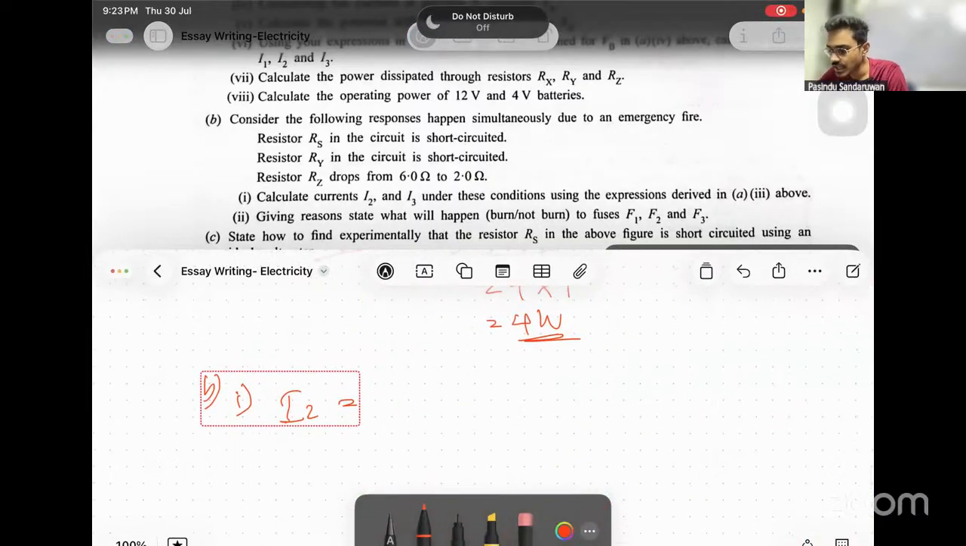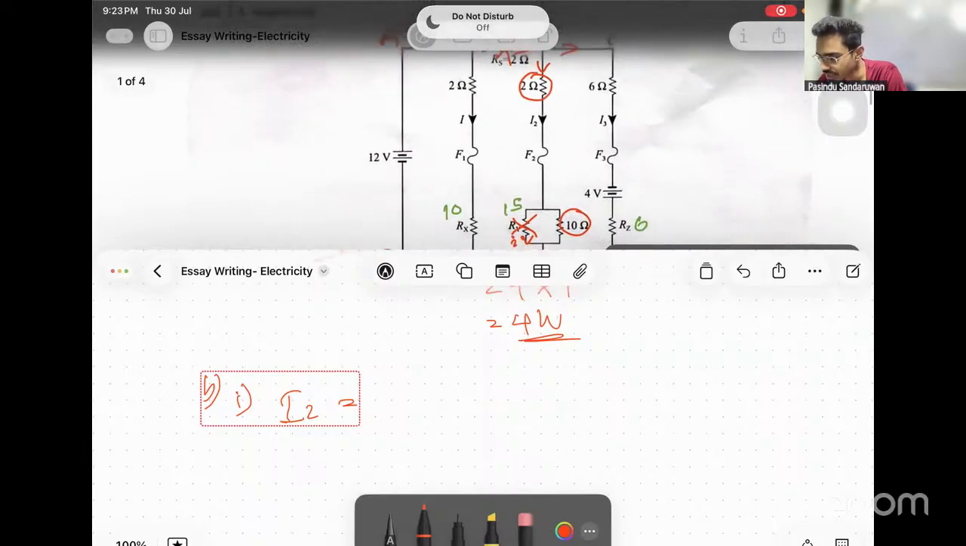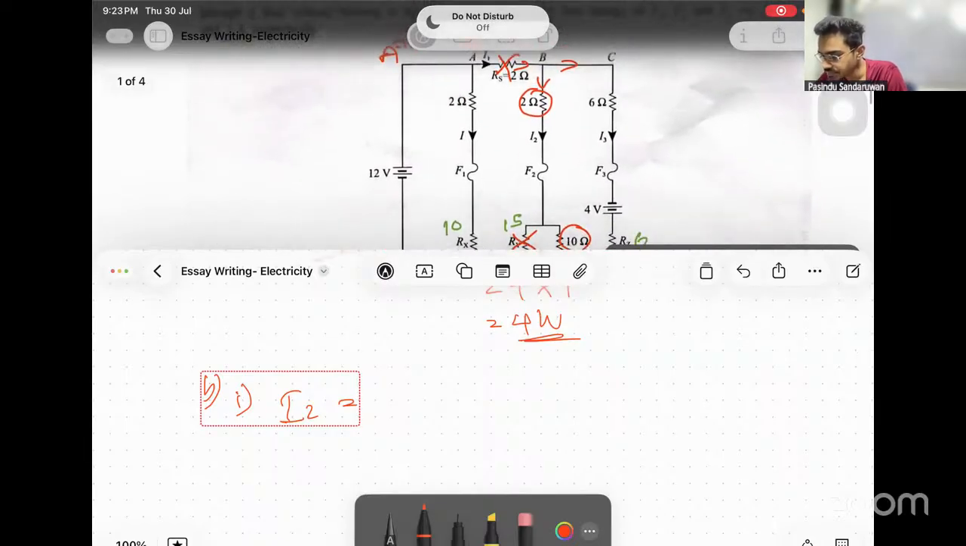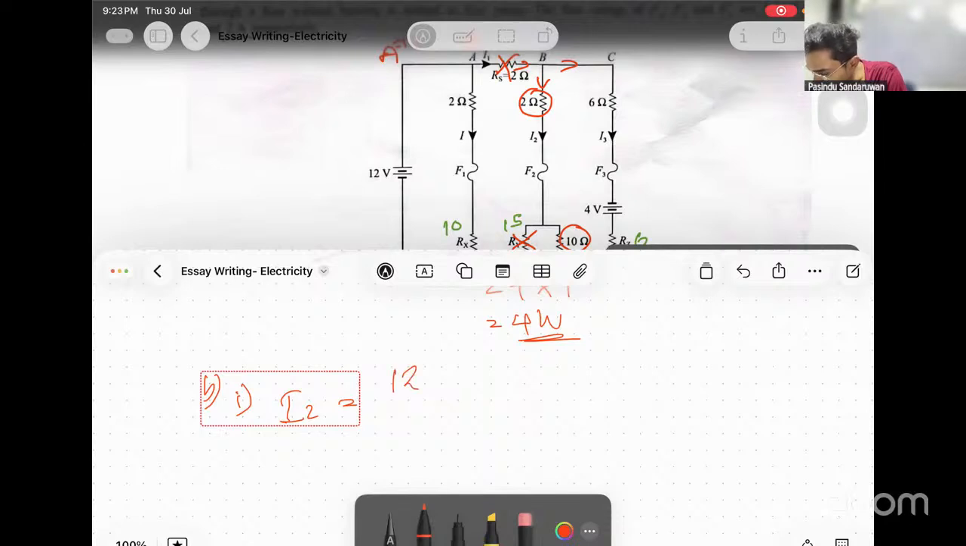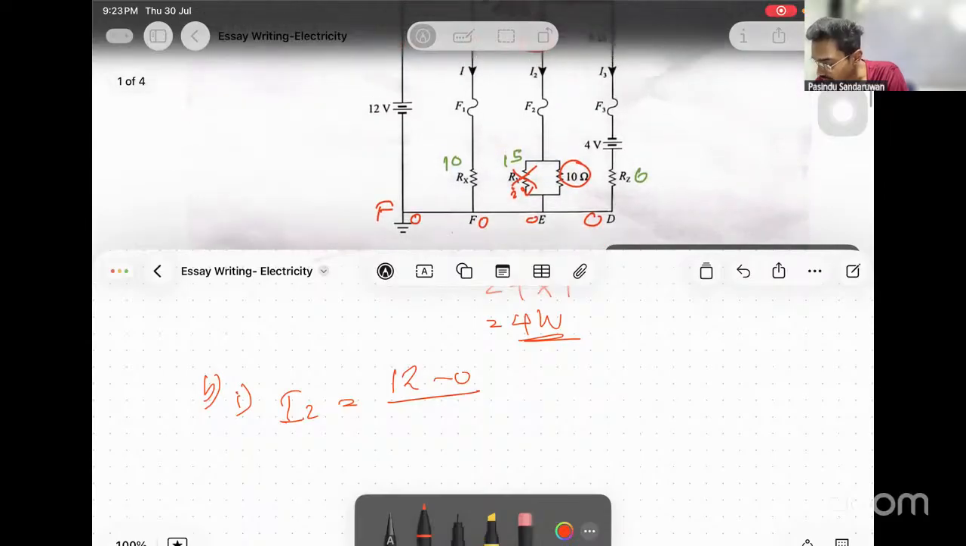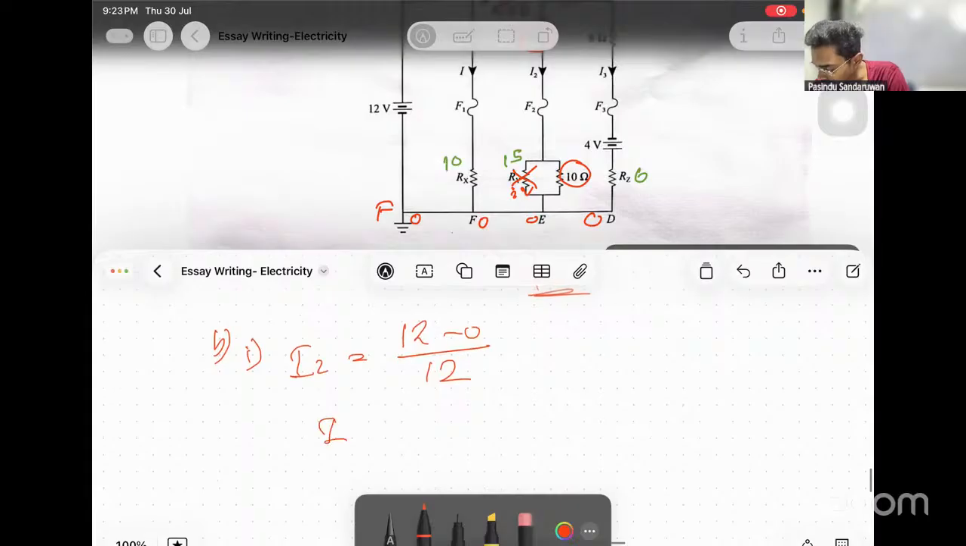Then go to the circuit again. From the circuit, if there is no potential difference here, VB becomes 12. Then 12 minus 0 over the total resistance, also 12. Then I2 becomes 1 ampere, right?